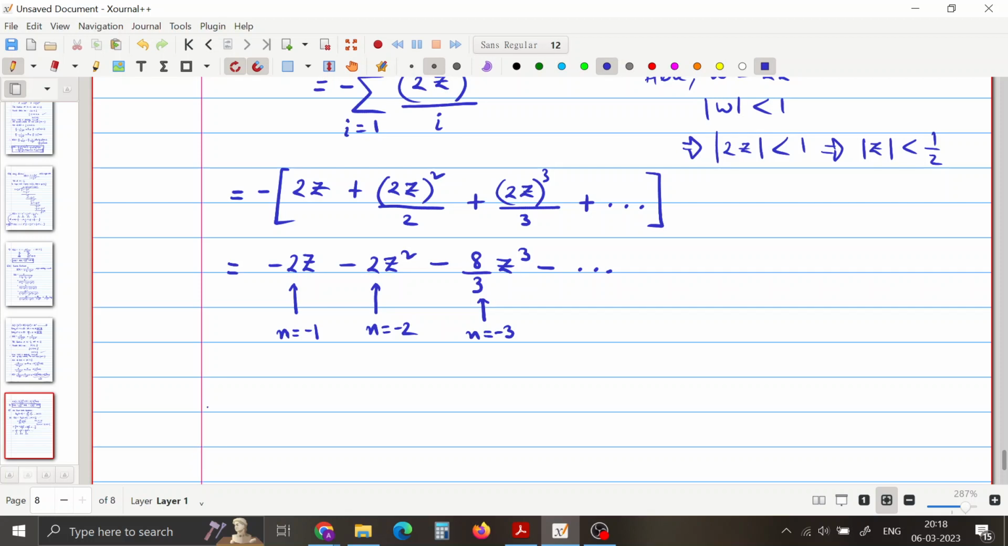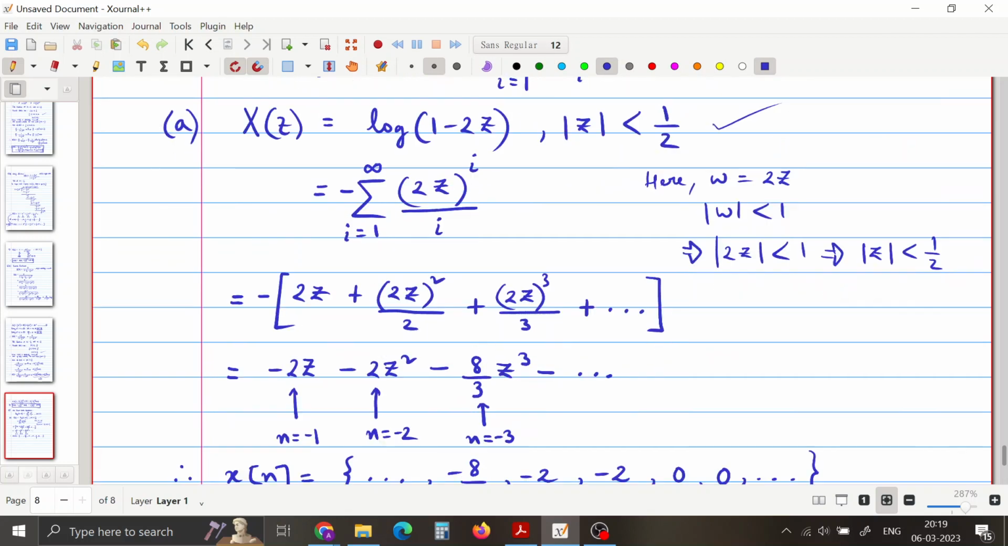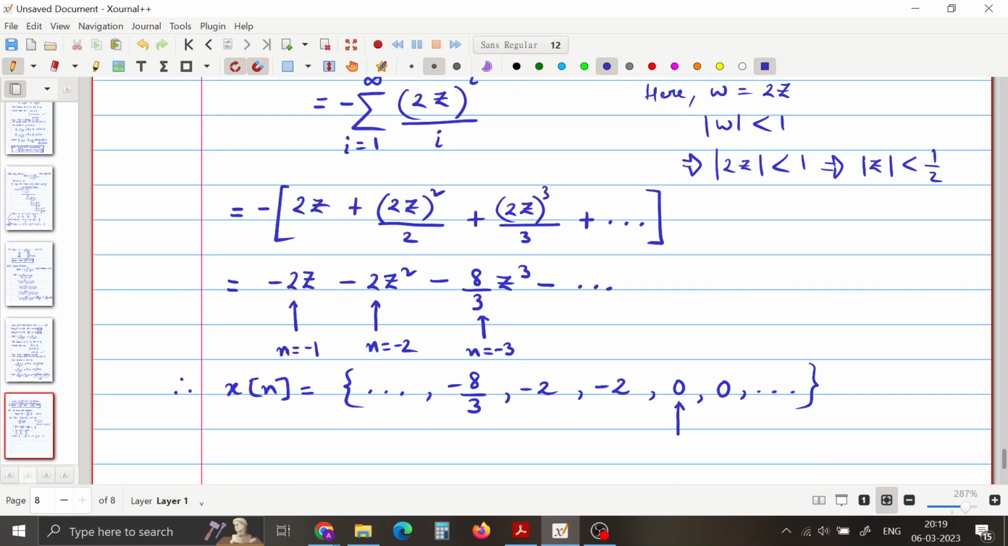So if we take the inverse Z transform, if we write x of n, you can write it as: minus 8 by 3 for n equals to minus 3, minus 2 for n equals to minus 2, and again minus 2 for n equals to minus 1, and for n equals to 0 we have 0, for n equals to 1 we have 0, and for all other positive indices we have 0, and this arrow denotes the n equals to 0 index. Okay, you can either keep it in this form, or we can also express it in some other compact form. So let's see how you can do that.